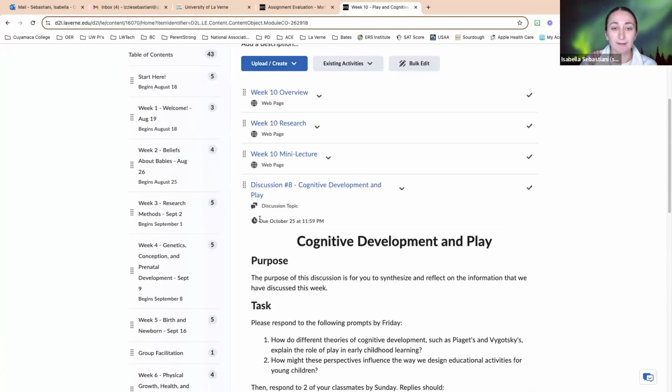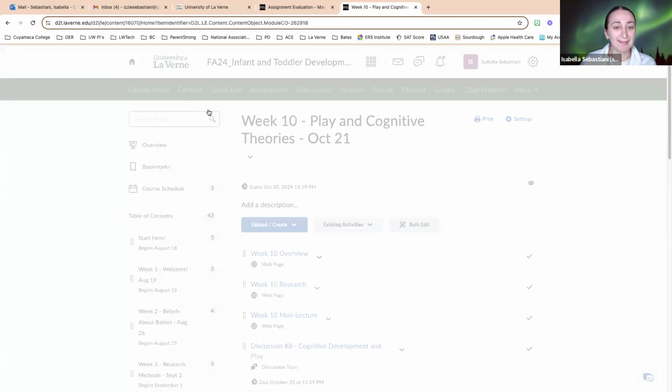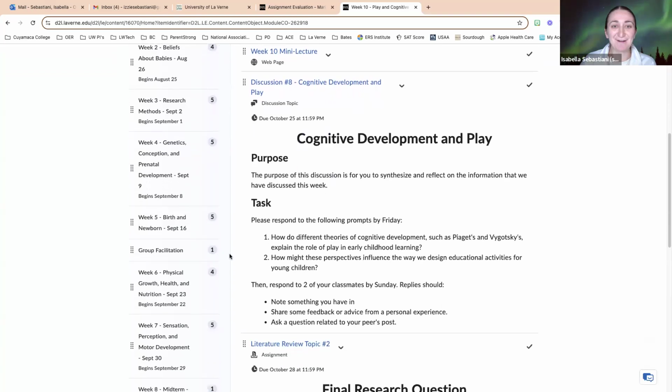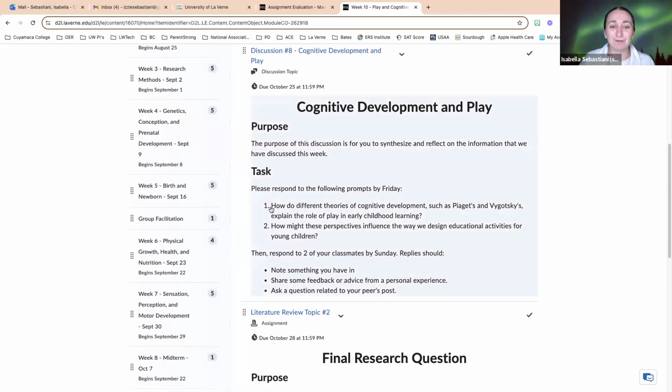Going back, we have our mini lecture provided to us by our facilitation group this week. So we have that there. And then we have our discussion also facilitated by our facilitation group this week. They have provided us with two questions.